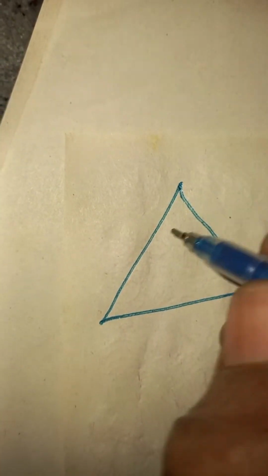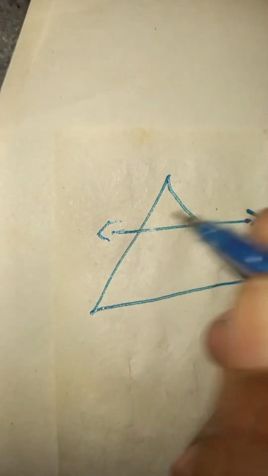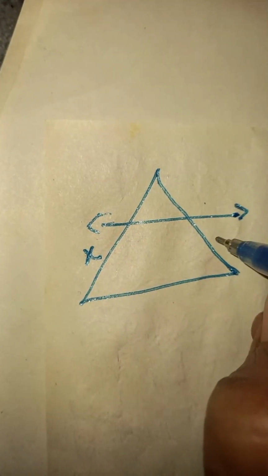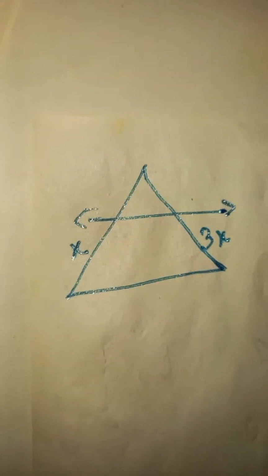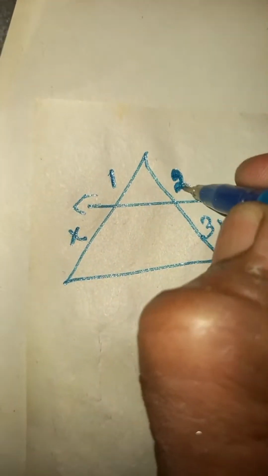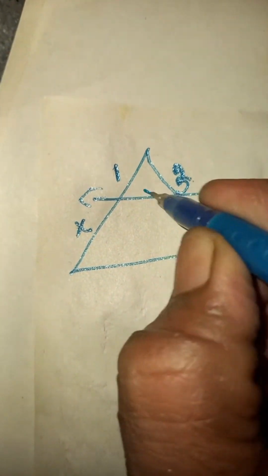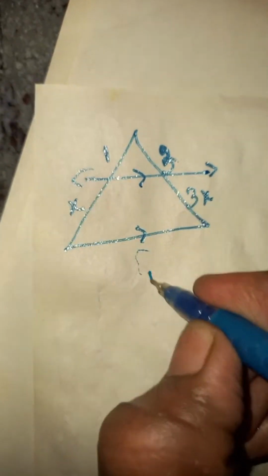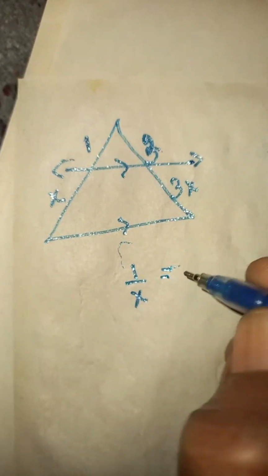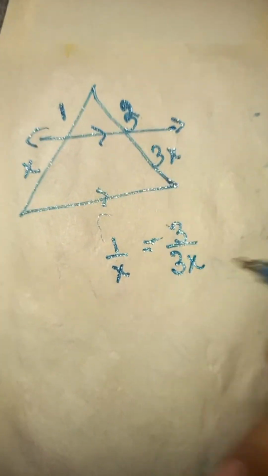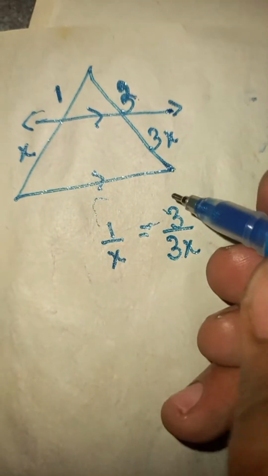If they are dividing in the same ratio, you need to find out what x is. This is 3x, and they have given this side as 1 unit and this side as 2 units, this one as 3 units. Now they are saying these two lines are parallel, so you can find the value: 1 by x equal to 3 by 3x. You can find its value.